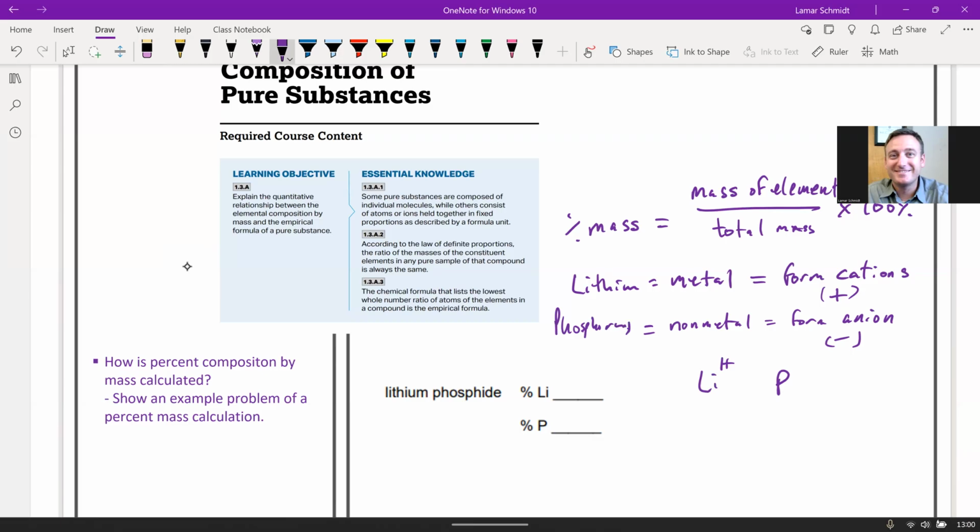Lithium, 1+, but phosphorus, it's still a nonmetal. It still forms an anion, but it's in group 5. It has 5 valence electrons, and so it would need to gain 3 to achieve a noble gas configuration, so it has a 3- charge. In order for the sum of the charges to equal 0, we need 3 lithium ions for every 1 phosphide ion. Do you see that? And so our formula unit for lithium phosphide is Li3P, right?